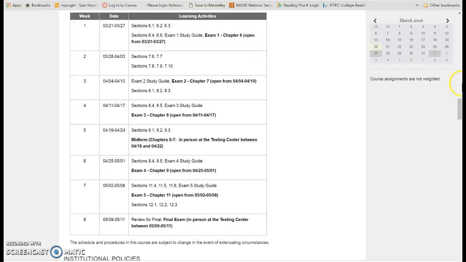I've also put dates within the Canvas system to just kind of remind you of when things are due. Again, nothing happens in Canvas. You're not going to complete any work in Canvas, but it's just another reminder for you so that nothing sneaks up on you. Okay? So again, prepare for your final.